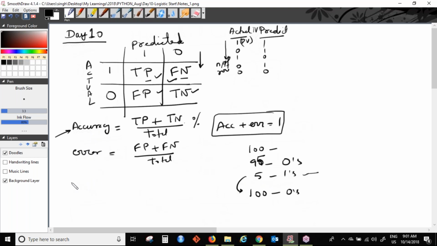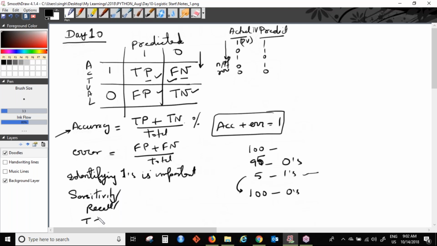So in cases where identifying ones is important, or you can say identifying ones is more important than identifying zeros, there we use sensitivity, or recall, or true positive rate. Okay, anybody remembers the formula for this? What is the formula for sensitivity?